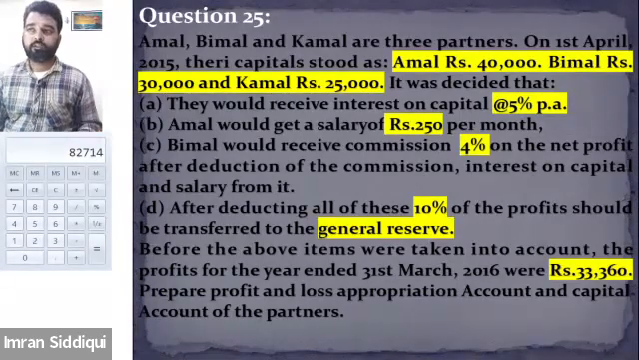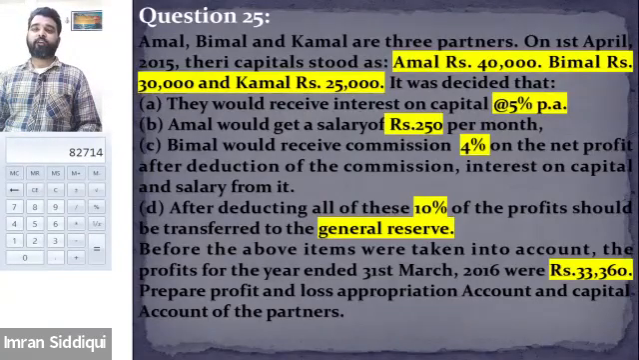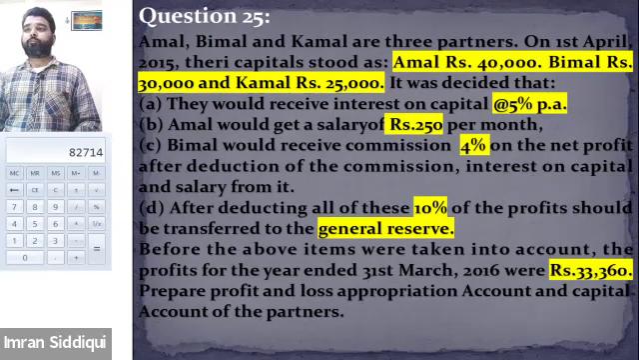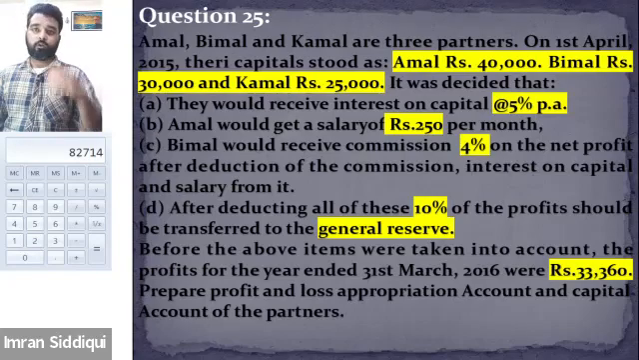They have decided that they will be entitled to claim interest of 5%. Salary will be given to Amal. Bimal will receive a commission of 4% on the profit after deduction of the commission, interest on capital, and salary. Okay. So Bimal will be given a 4% commission after deduction of the commission itself. So again, this time the commission will be calculated in the same format as we were solving it in the previous question.